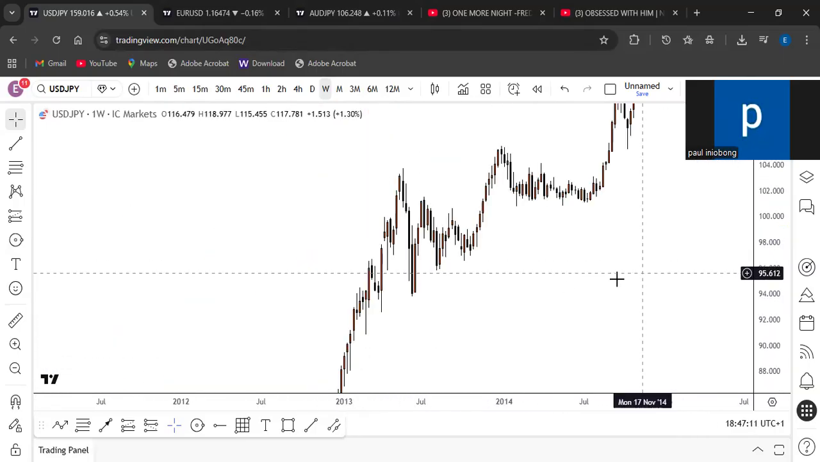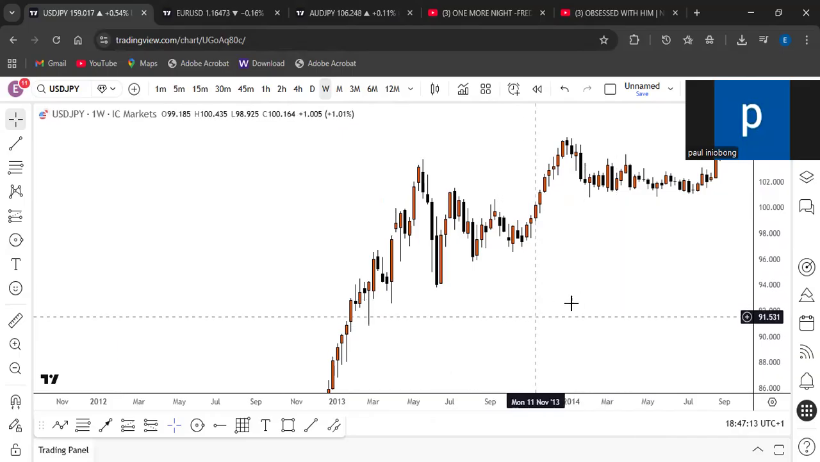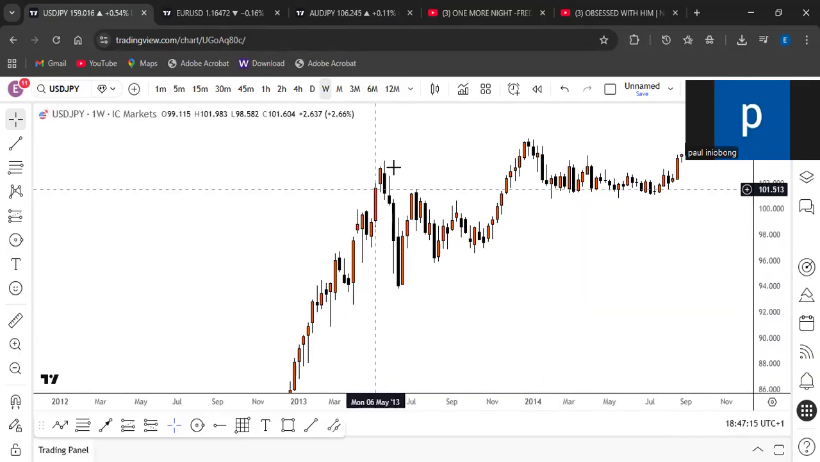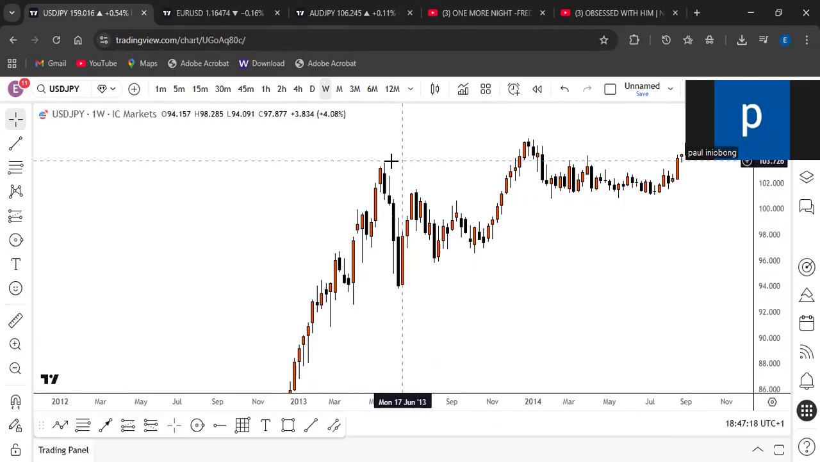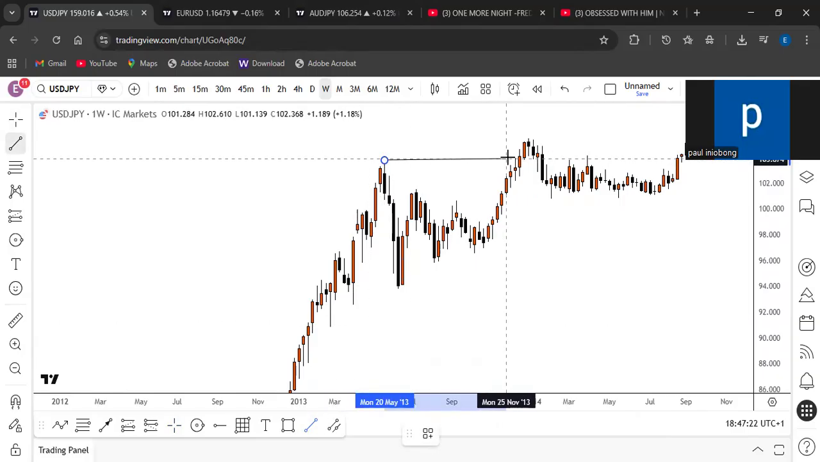I'll now go to my point two. The peak is the highest point, right? The highest point of the swing high. So this is the next one. I can now drag that.